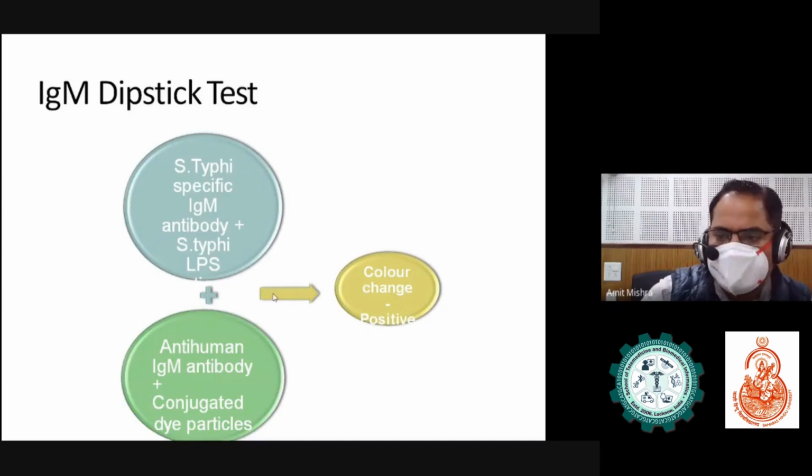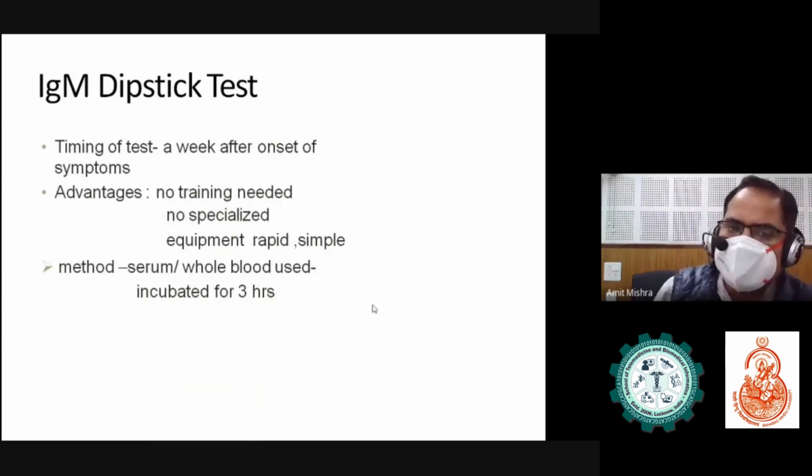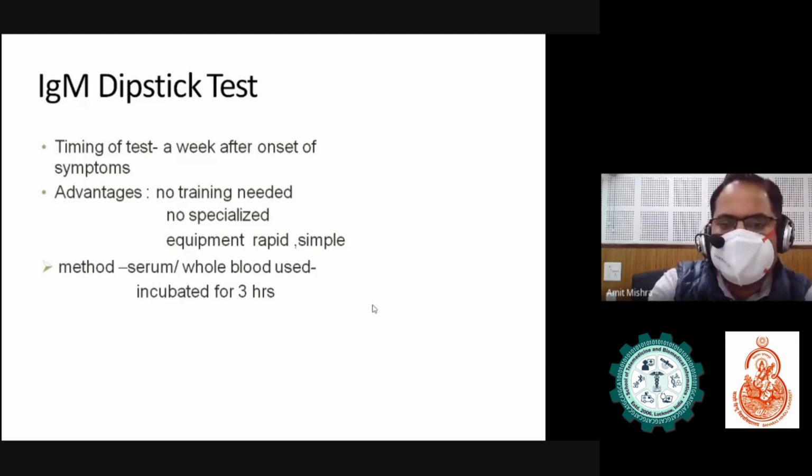Graphically you can see the IgM dipstick test: Salmonella typhi specific IgM antibodies plus Salmonella typhi LPS plus anti-human IgM antibody plus conjugated dye particles. The timing of the test should be a week after the onset of symptoms. The advantages are no training needed and no specialized equipment. It is rapid and simple. The method uses serum; whole blood can also be used, incubated for 3 hours.